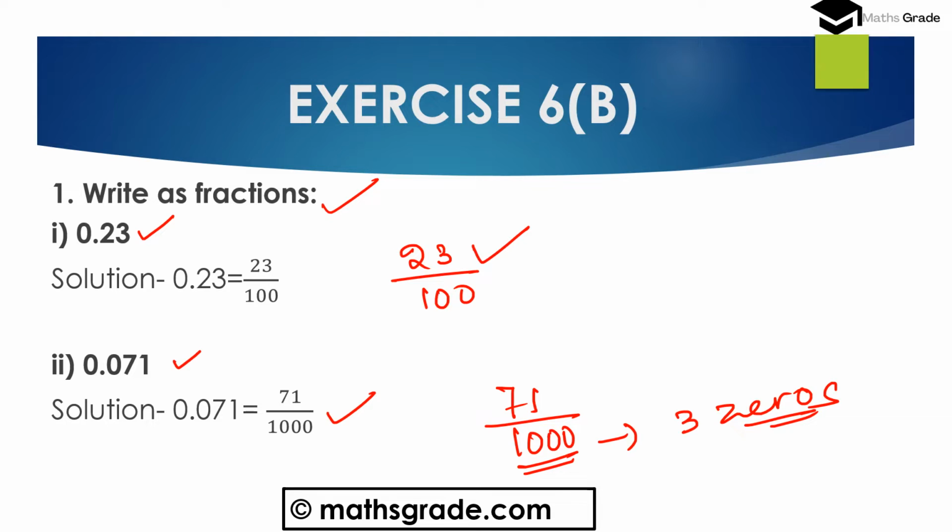After the decimal place there are three digits, so we divide 71 by 1000, which has three zeros. And for 0.23, there are two digits after the decimal place, so we divide 23 by 100. 100 has two zeros.